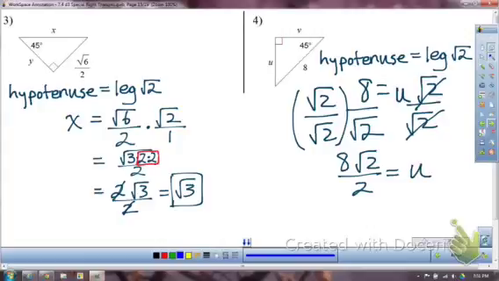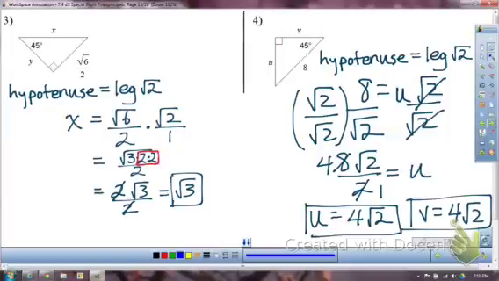Kind of sounds like a rhyme, huh? Anyway, go ahead and reduce this, and we end up with 4 root 2 for u, and the same thing for v. So there you have it. Remember, this one we should write also that y equals root 6 over 2. Alright?